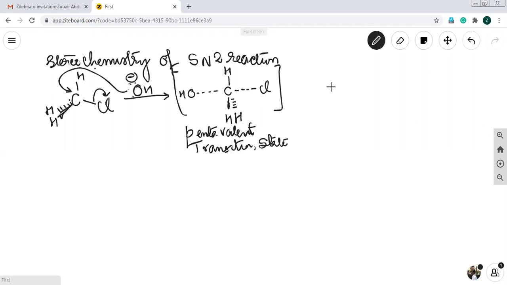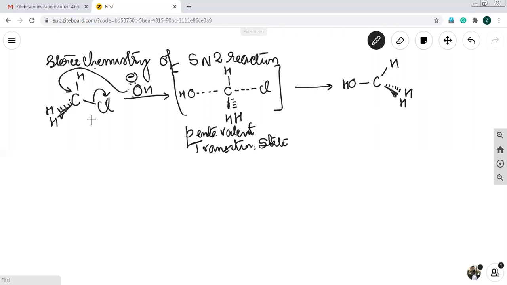And now the leaving group completely goes off, and your OH is getting totally attached to the carbon. You have the hydrogen here, and you can see here the hydrogen is getting bent to the opposite side. And you get this compound.